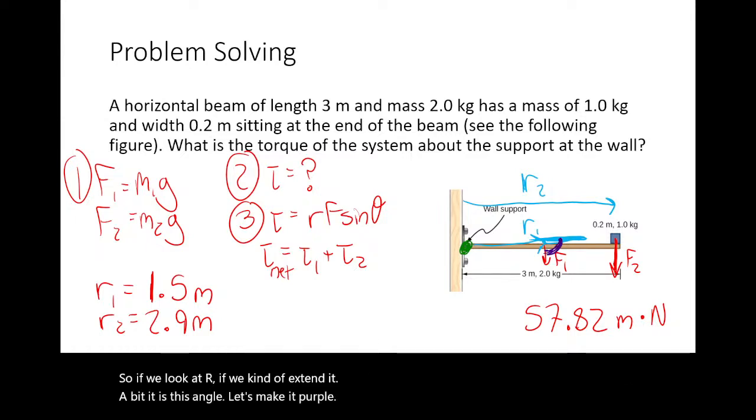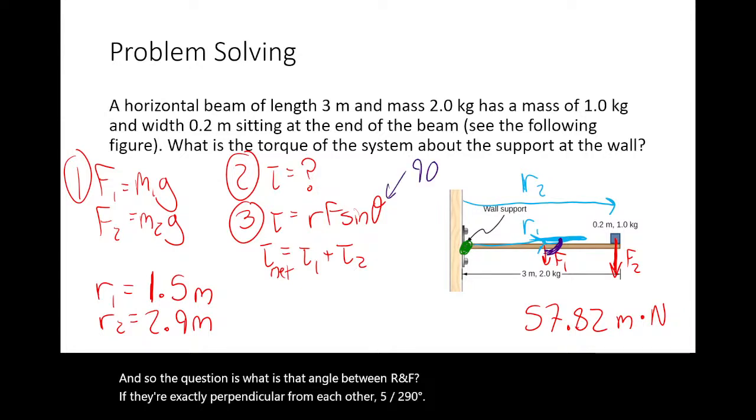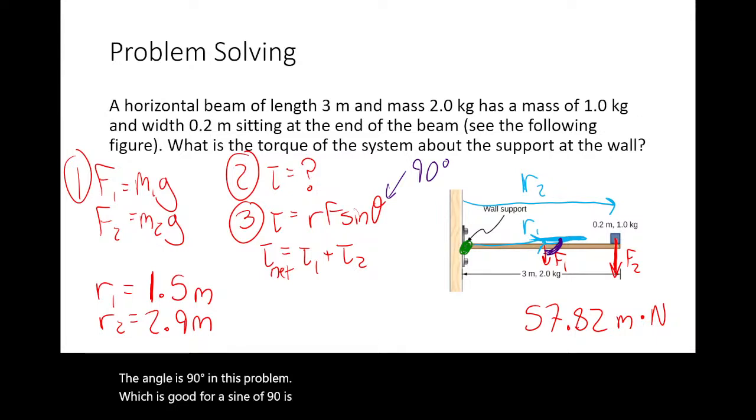And so the question is, what is that angle between R and F? If they're exactly perpendicular to each other, pi over 2, 90 degrees. The angle is 90 degrees in this problem, which is good for us. Sine of 90 is 1. That means we're getting the maximum torque possible.